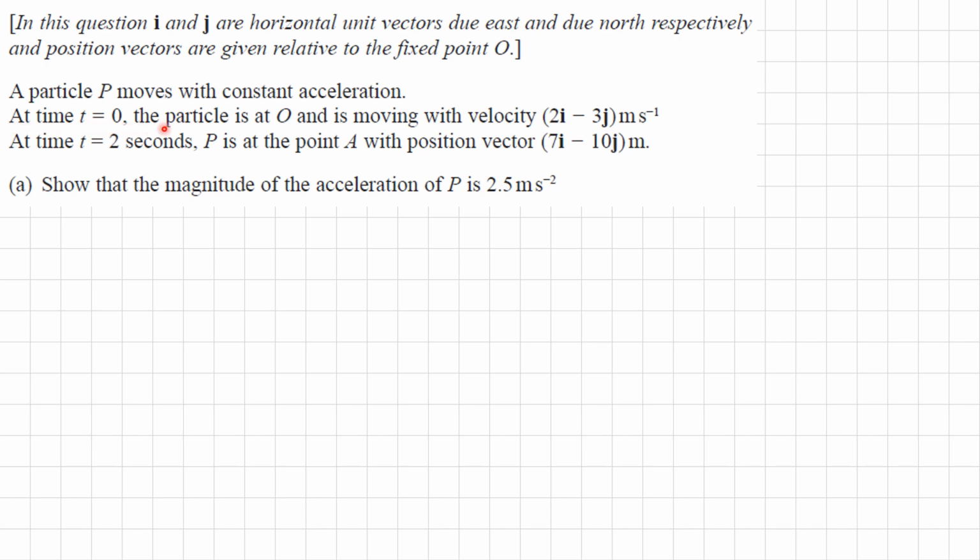At time t equals 0, the particle is at O, the origin, and is moving with velocity 2i minus 3j meters per second. At t equals 2 seconds, P is at the point A with position vector 7i minus 10j meters. Part a showed that the magnitude of the acceleration of P is 2.5 meters per second squared.